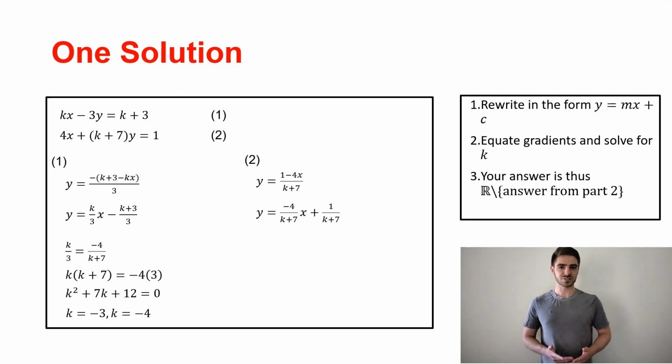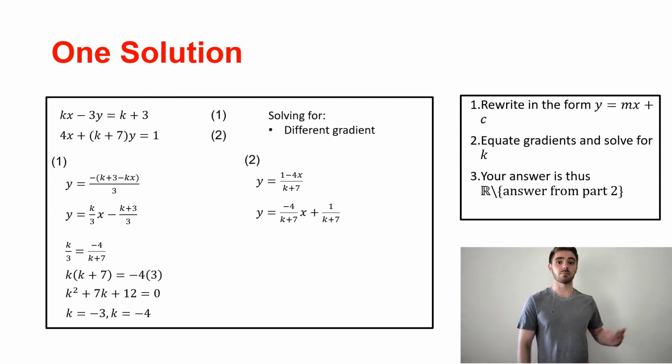You can still solve for one solution if there are three variables. The only condition you have to look for is where the gradients are different. The vertical translation is irrelevant. If two straight lines have different gradients, then they're always going to intersect at some point. The good news is, again, we already solved this. We found that the gradients are the same for k equals negative 3 and k equals negative 4.